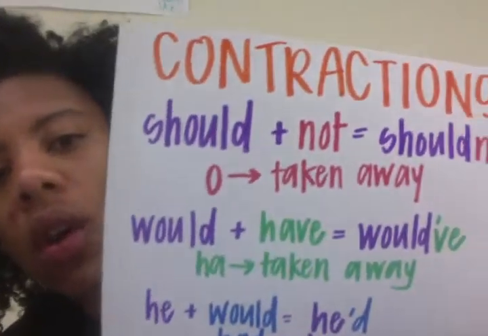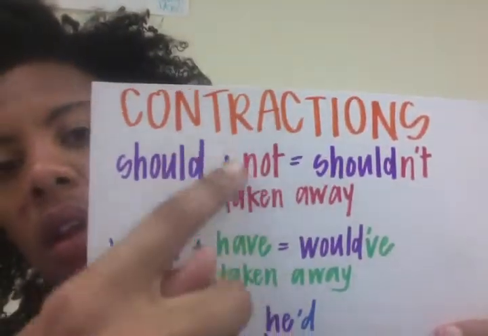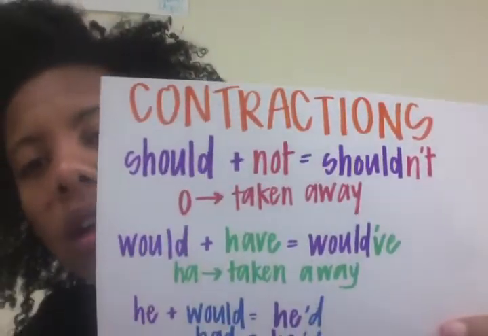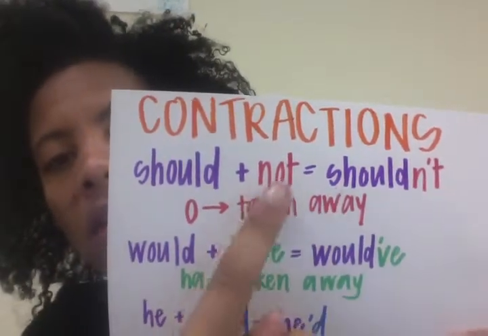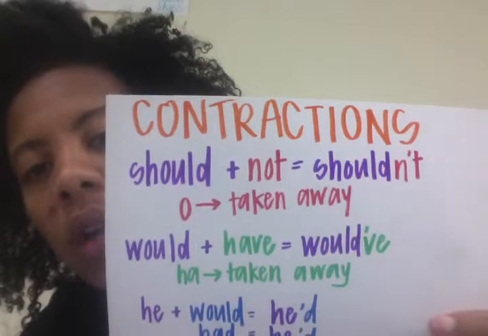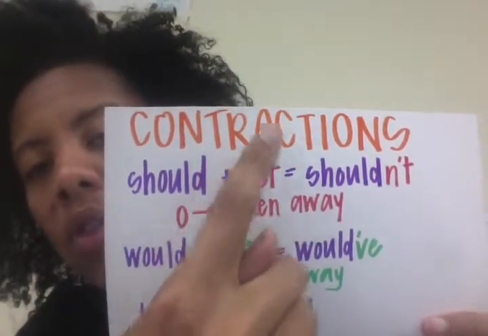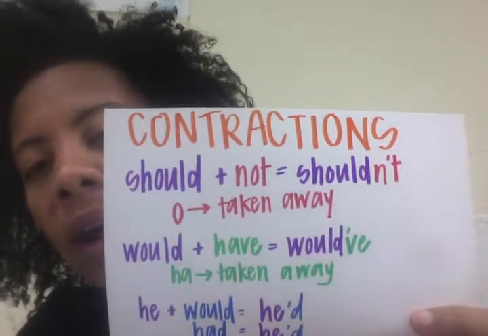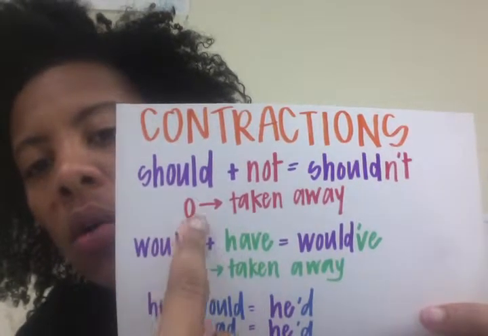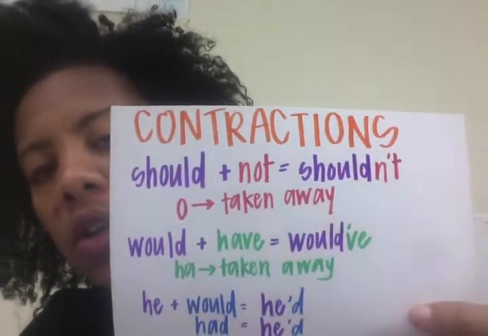The most common contractions are words like can't, won't, shouldn't, wouldn't, right? Those are words that deal with the contraction not. So, for example, you have should, not. You're trying to combine those two words. Whenever you have the contraction not, the O is replaced by an apostrophe. The O is taken away and you put an apostrophe.